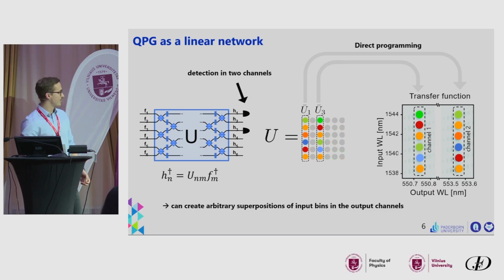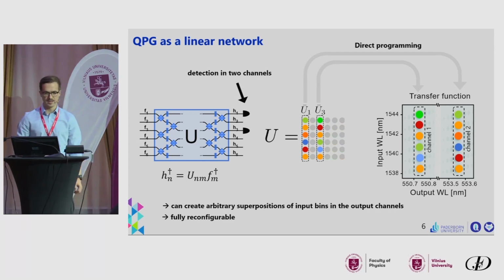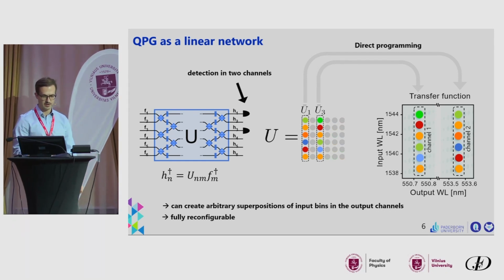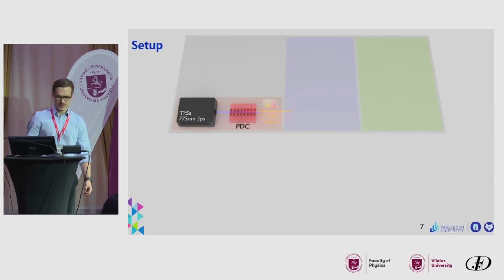And due to the fact that we only have 2 output channels for now, it's equivalent to measuring in 2 different output channels of this network. But since we have full control over amplitudes and phases in these channels, it's basically fully reconfigurable and we can implement any kind of interferometer we want here. Okay, so how do we do that in the experiment now?